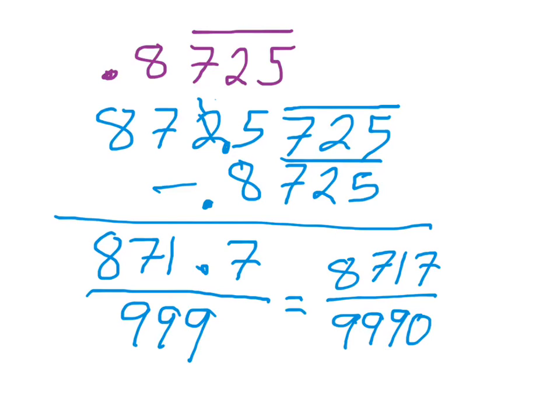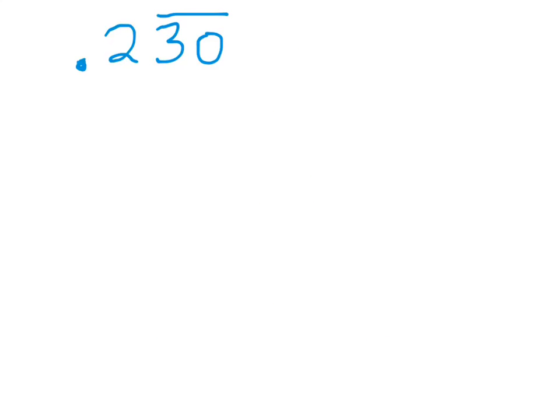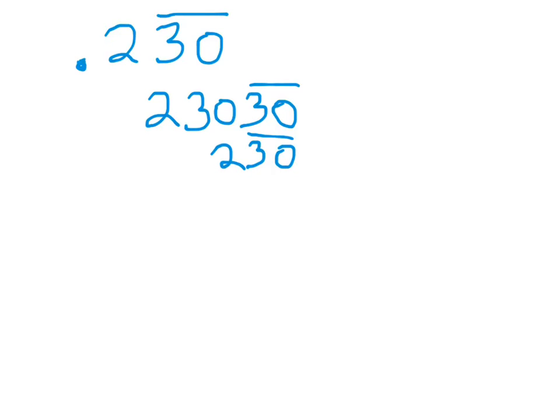This next example we're going to look at is reducible. So I wanted to show you an example where you could reduce it. So let's take a look. We have 0.230 with the 3 and the 0 repeating. So I'm going to write out 23030. And notice that repeating part, I write it underneath.